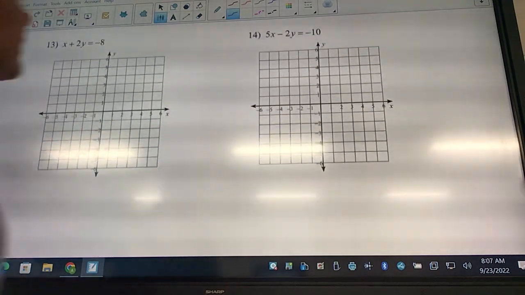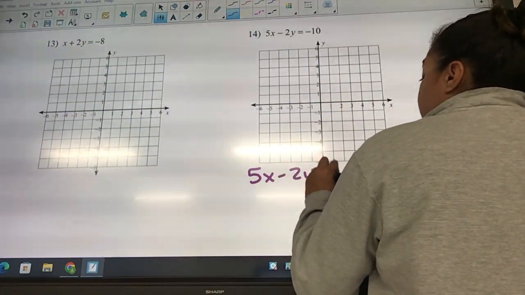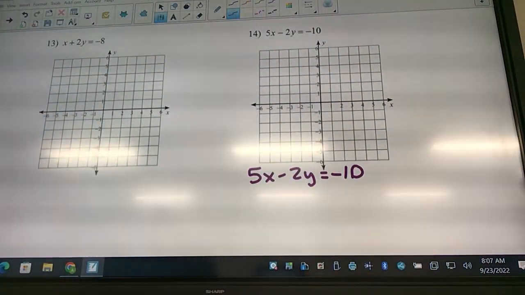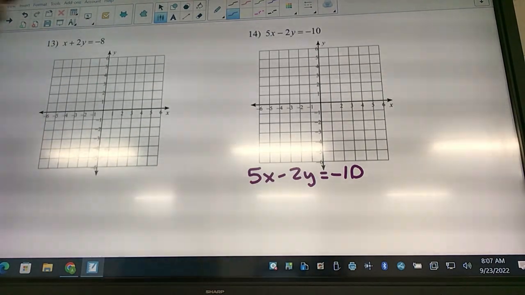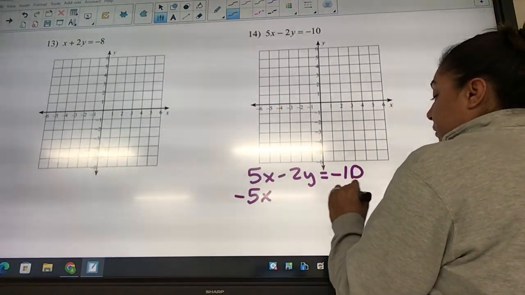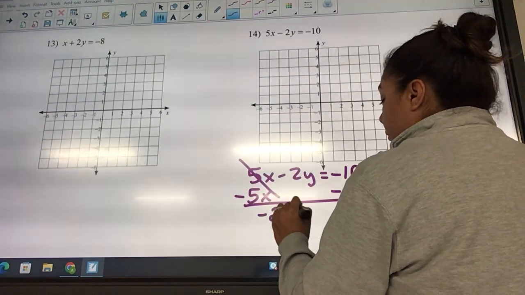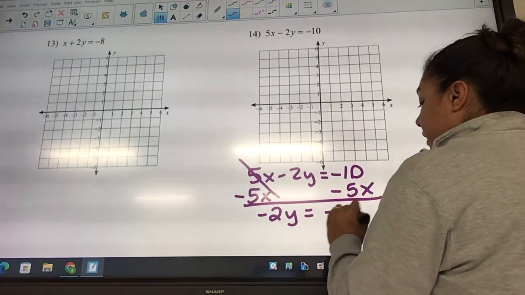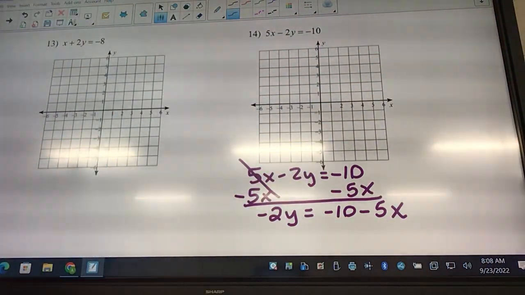Okay, 14. I got 5x minus 2y equals negative 10. Do I need to add or subtract the x's? Subtract them. So I'm going to say minus 5x minus 5x. So I got negative 2y equals negative 10 minus 5x. Okay, all I did was take that and write it in a straight line.